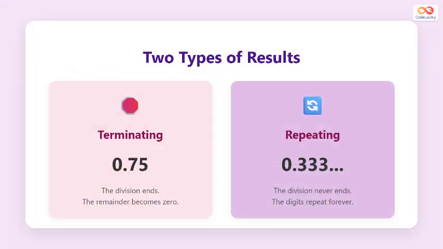When you divide fractions, you will encounter two types of results. The first is a terminating decimal, like 0.75, where the division ends perfectly with a 0 remainder. The second type is a repeating decimal. This happens when the division never ends and the same digits repeat over and over again forever.